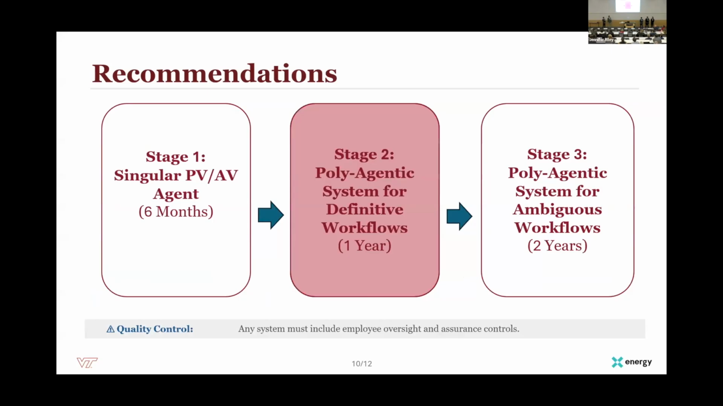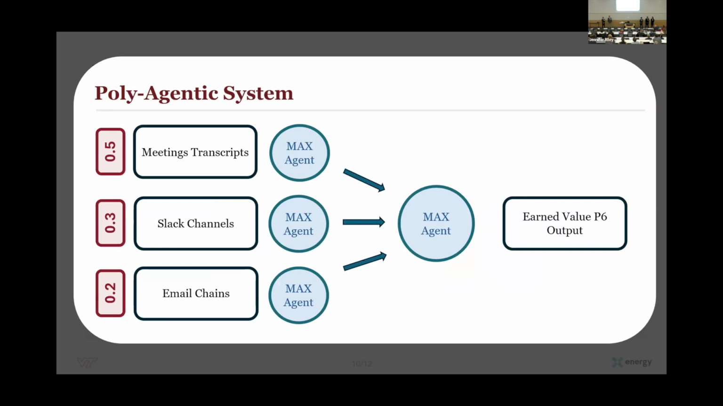For stage 2, we recommended a polyagentic system for definitive workflows. Think of it as an AI assembly line. You have individual distinct agents for each specific artifact. You have 1 for meeting transcripts, 1 for Slack channels, and 1 for email chains. These individual agents will then feed into a central agent, which will update the earned value in the P6 output. The numbers on the left indicate how much weight should be valued for each specific artifact.